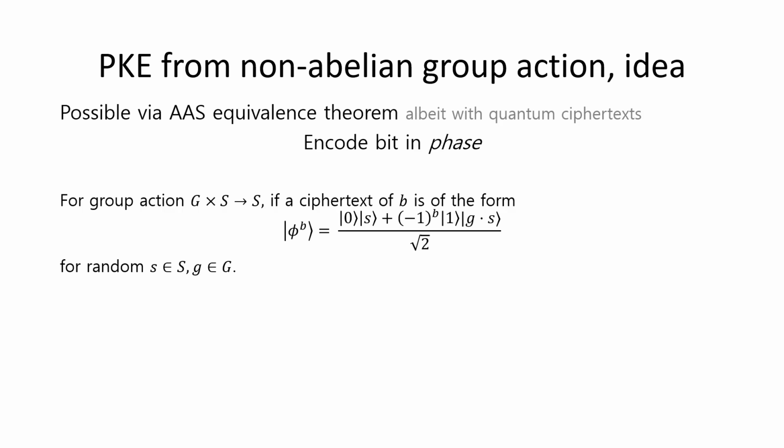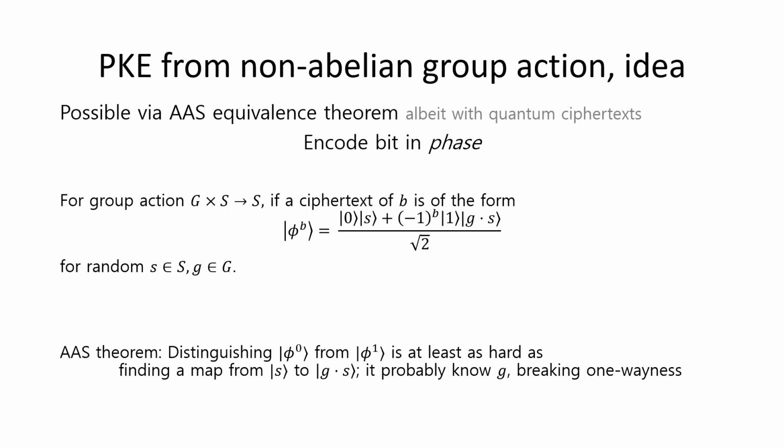If we construct this ciphertext, then the Aaronson-Atia-Susskind theorem says that distinguishing these two quantum states is equivalent to mapping S to GS, which means that we know G, which breaks the one-wayness of the group action.